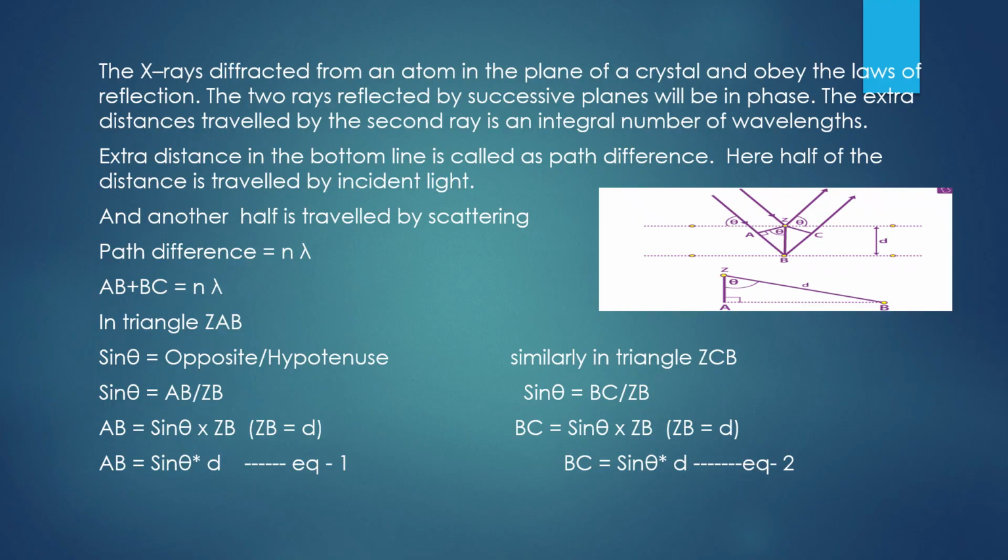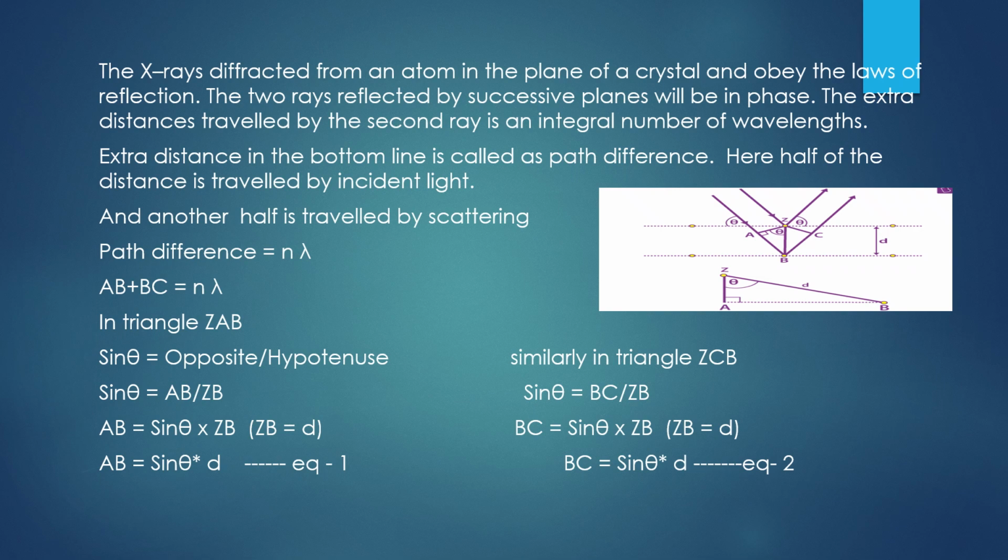Let us consider triangle ZAB. According to the trigonometric function, sin theta is given by opposite side by hypotenuse. In triangle ZAB, the opposite side is AB and the hypotenuse is ZB. Therefore, sin theta equals AB by ZB, so AB equals sin theta into ZB. Here ZB equals d. Therefore, AB equals d sin theta.